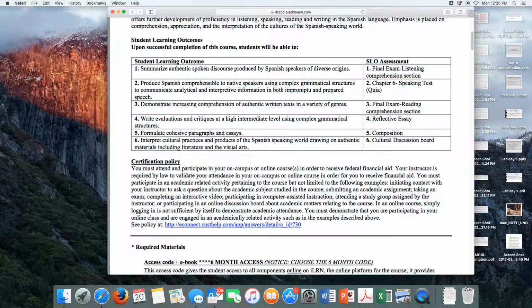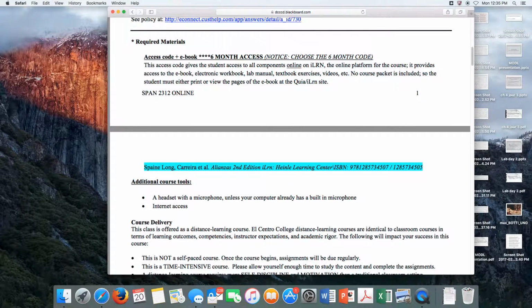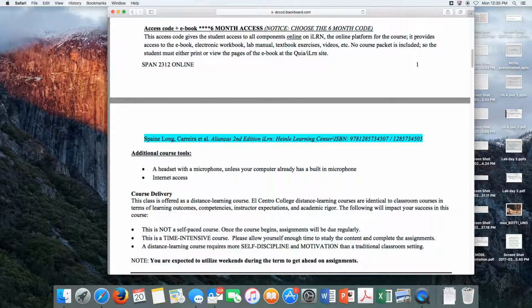The syllabus is just a regular syllabus. There are some outcomes that we will be discussing later on regarding what we need to achieve. And it all has to do with your writing, your comprehension, your listening, your speaking.